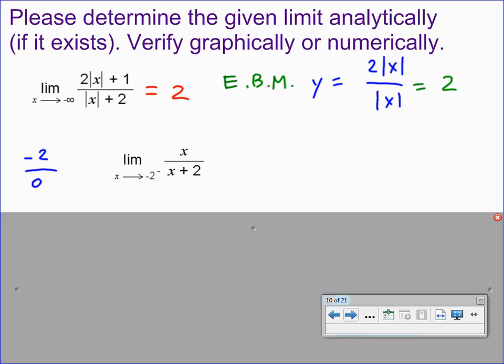As x approaches negative 2 from the left-hand side, my top is a constant that's negative. Over, as x approaches negative 2 from the left-hand side, that's numbers like negative 2.01, negative 2.001, negative 2.0001, ensuring that the sign of my denominator will be what? Positive or negative? Negative. So overall, I'm considering a negative value divided by a negative value, which is going to give us a positive infinity. So this should be a positive infinity. It's pretty sweet.